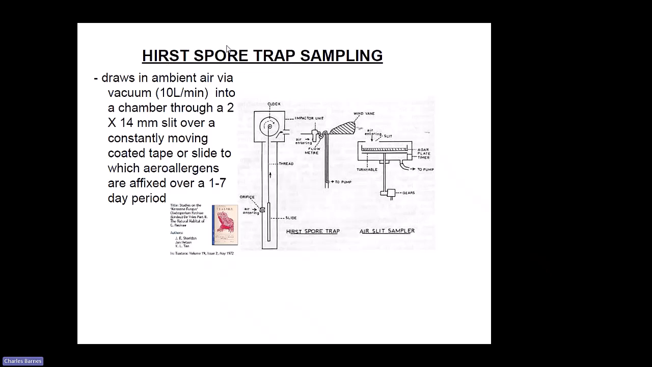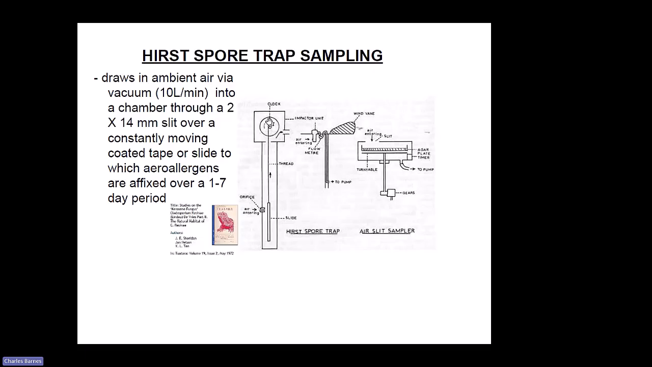This is the Hirst spore trap. It's very simple. Basically, you've got a chamber here where you draw a vacuum. The vacuum pulls air in through an orifice. Since the pressure outside is 14 pounds per square inch or so, no matter how low a vacuum you get, the pressure pushing it through the orifice is always the same. So this is kind of a critical orifice, and so you get a standard amount of air pulled through here per unit time.